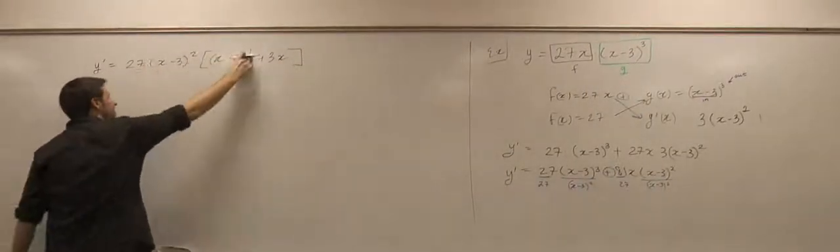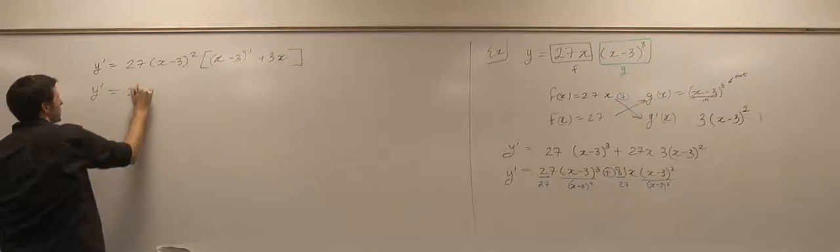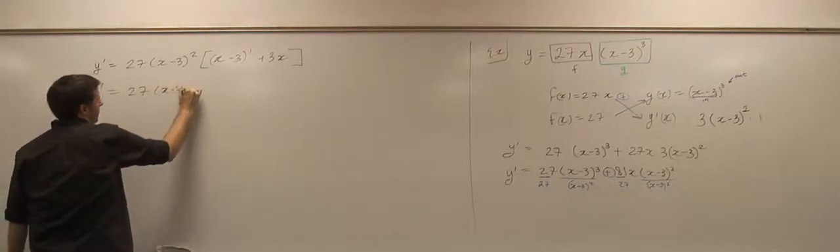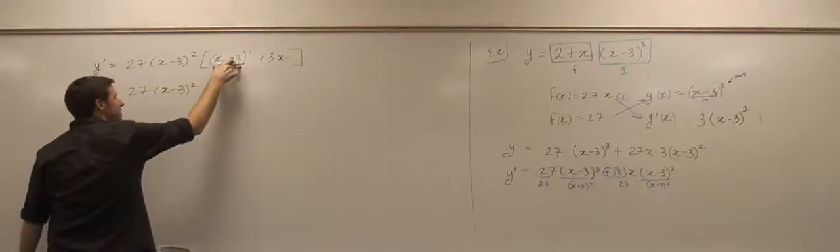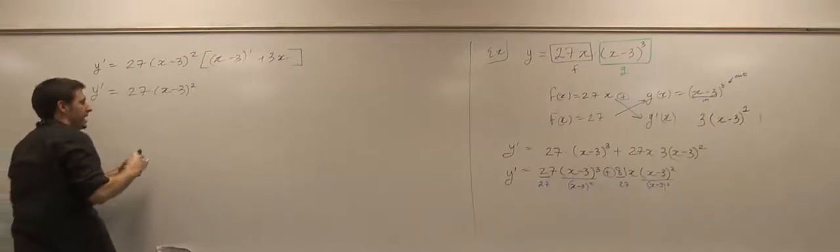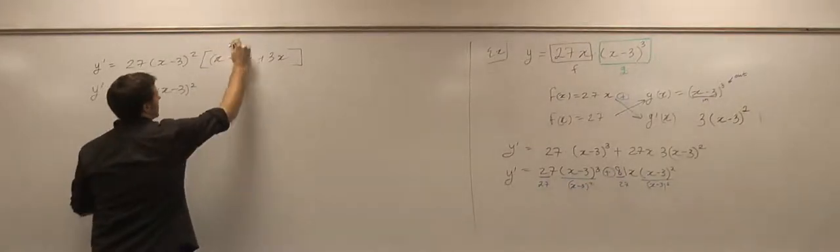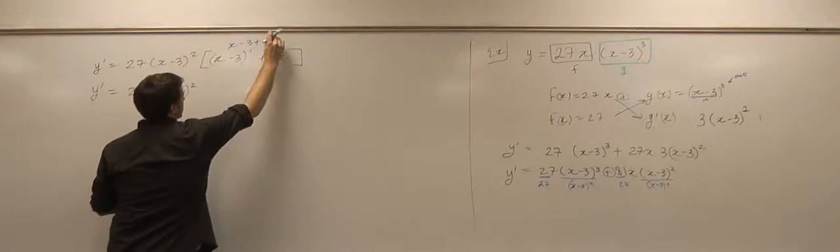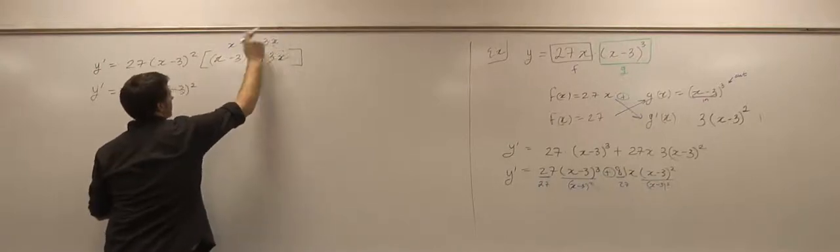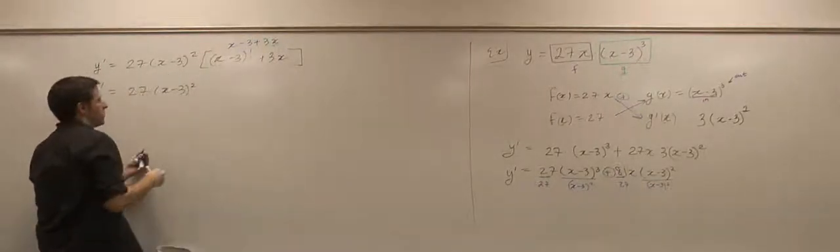So then we end these. And because this is to the first power, we have one more step. This is really just x minus 3 plus 3x. So when you combine the 3x and the x, you get 4x minus 3. We'll put that, right.